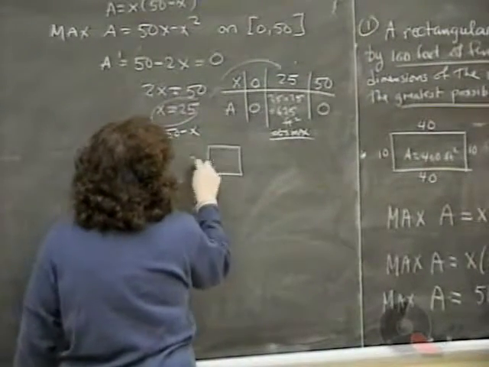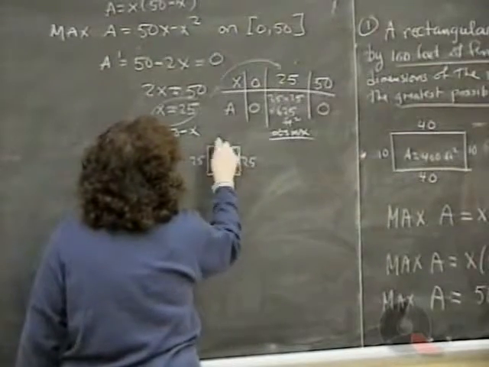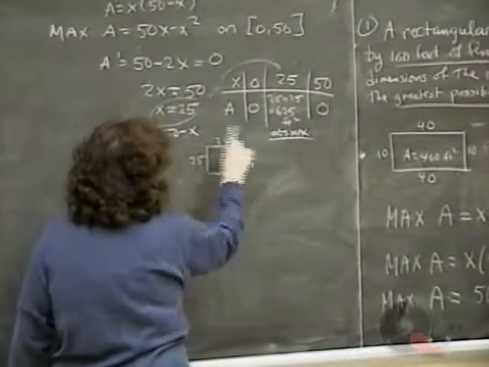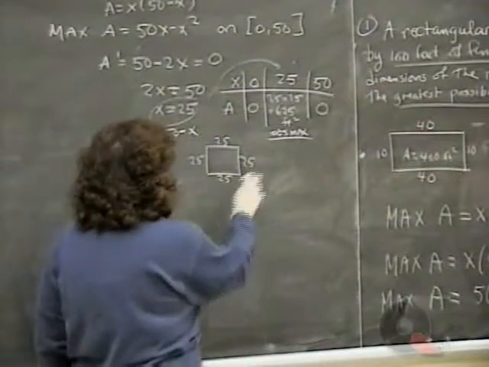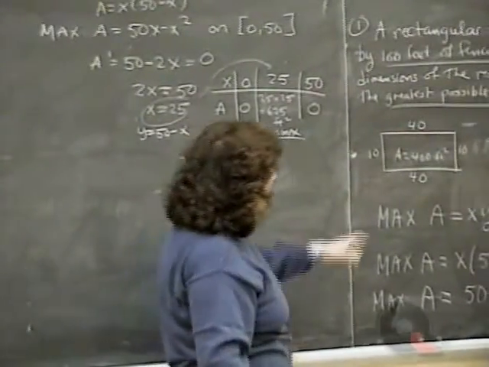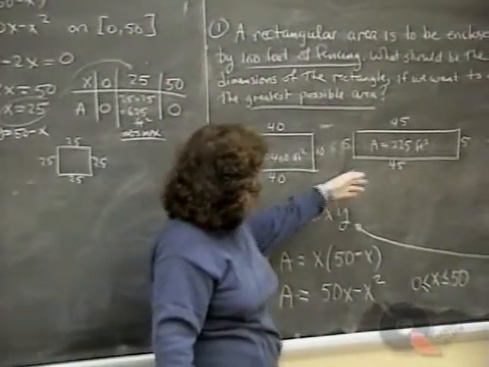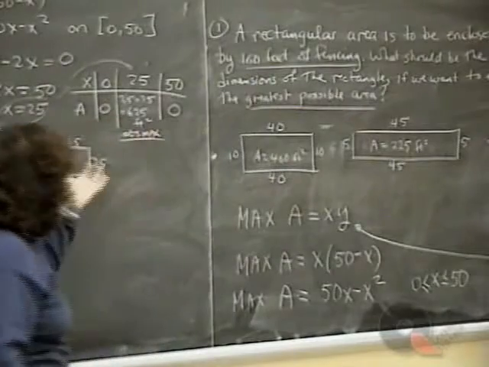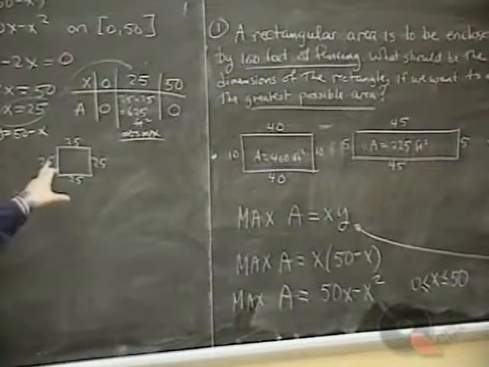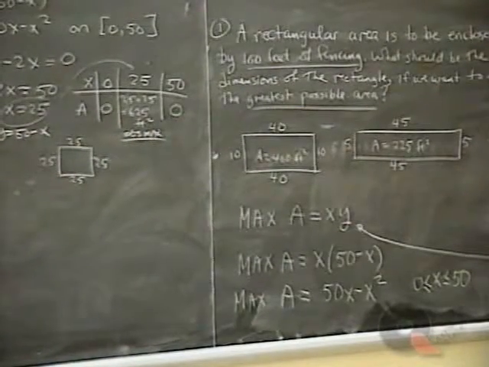And the optimal way to do this was a square. 25 feet on each side. The area came out to be 625. Notice the other answers that we got, 225, 400. We're getting larger in this direction, approaching the square, which was the optimal solution here.